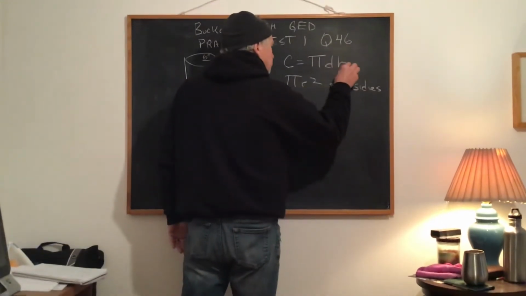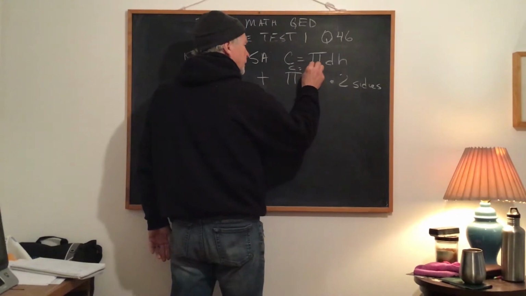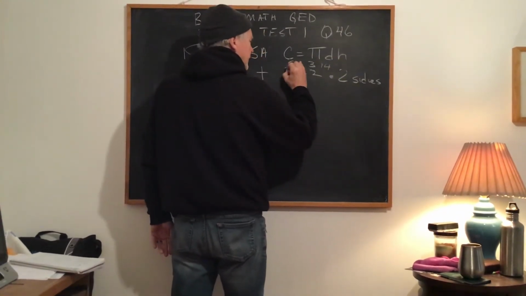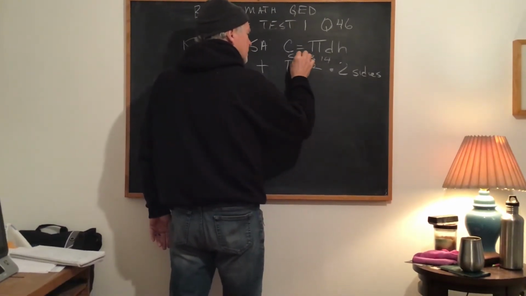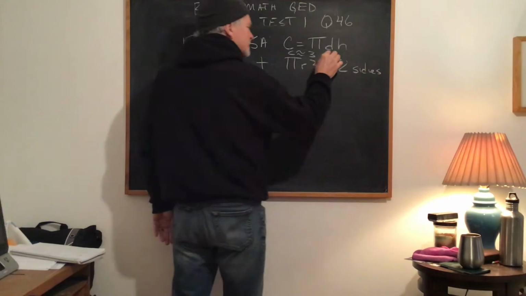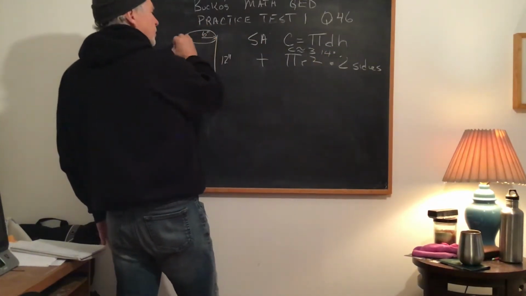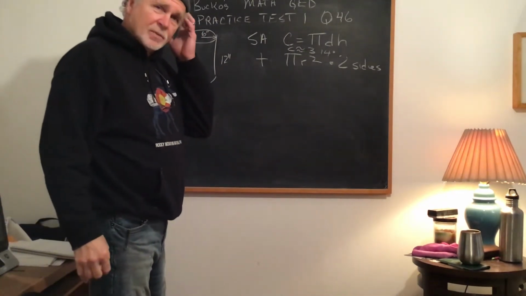So plugging these values in, circumference is equal to pi, 3.14 approximately. That's an approximation because that number just keeps going on. Times the diameter. This is a radius given. So the diameter is going to be how much?